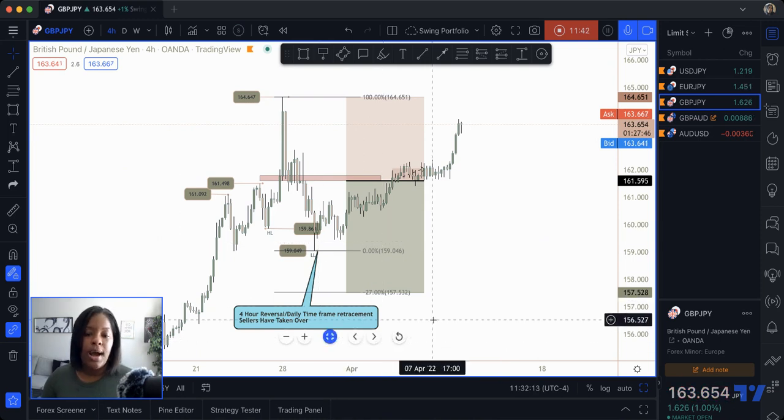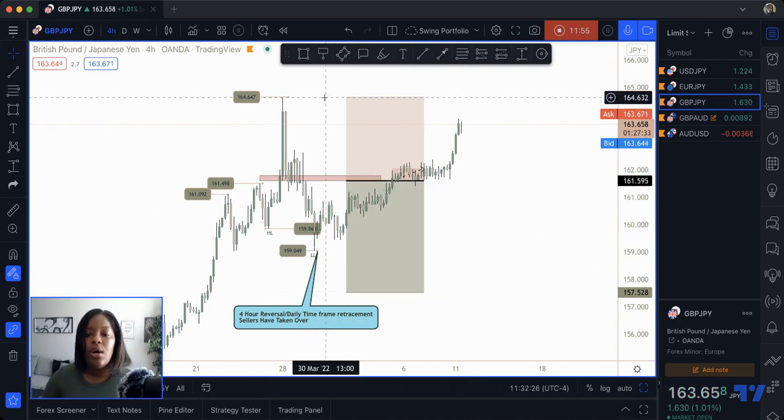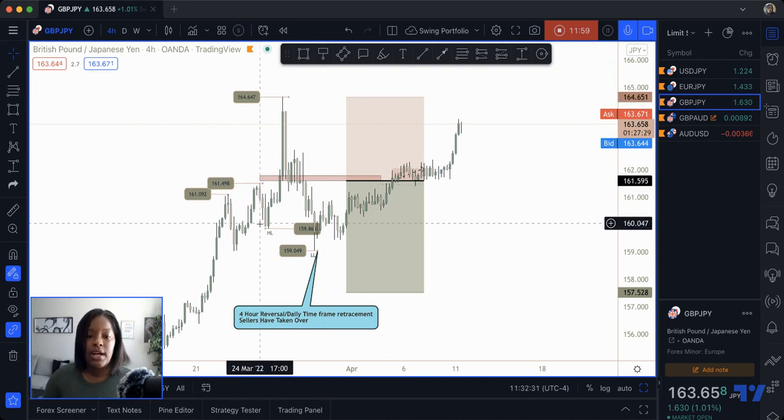So this is a reversal on a 4-hour time frame. I think this is one that I've actually shared on TradingView as well. If not, you guys are about to get it now. So when it comes to reversals, you want to scout out where price is and how it's reversed. So if we look here, price had a higher low at 159.86 and then it went up to 164.647.